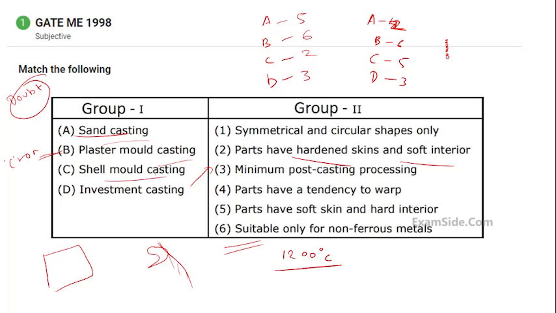Then shell mold casting, C is 5. So parts which have a soft skin and hard interior. Why is it happening?